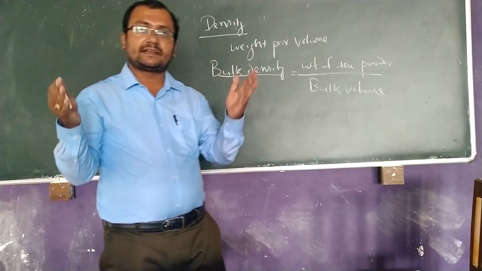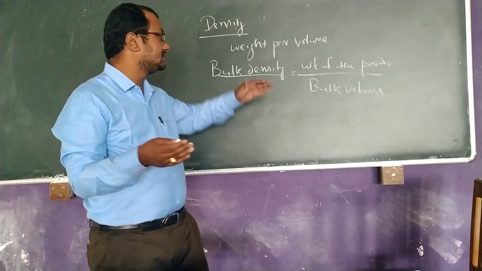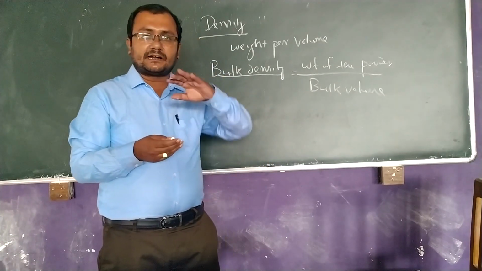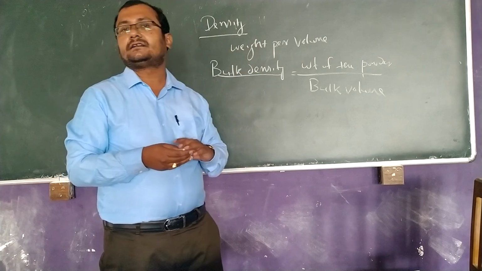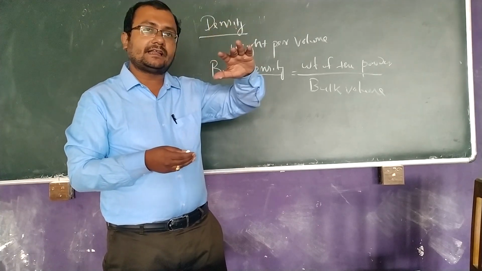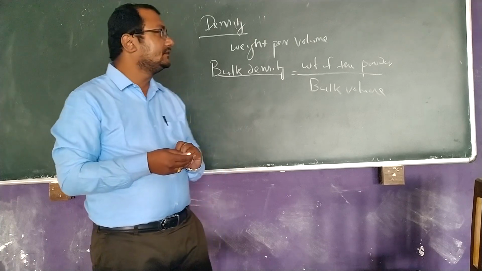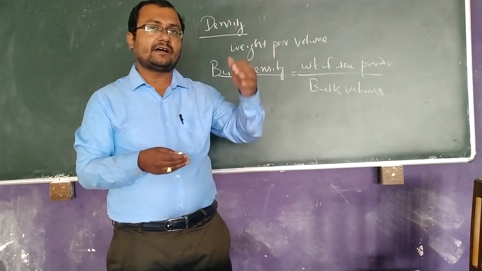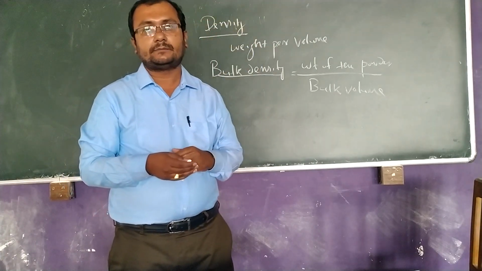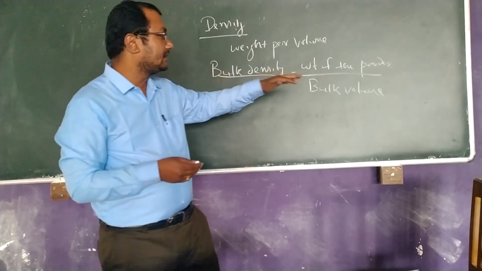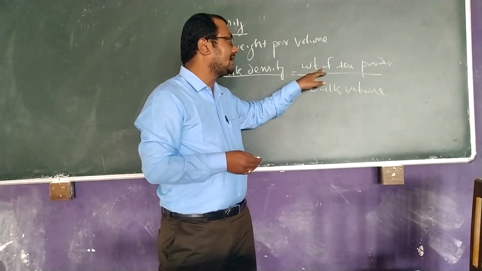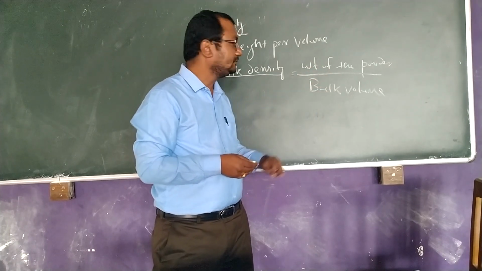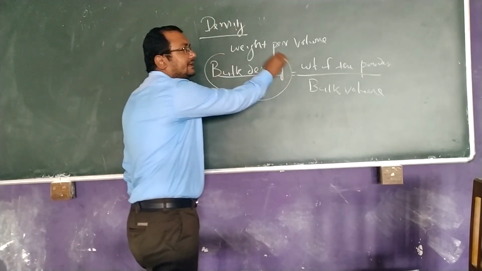There are different techniques to find out this bulk density. Generally for that we take a measuring cylinder, and we fill accurately weighed powder into a 100 ml measuring cylinder. Then, after filling, we have to tap it. Then we find out the volume it occupies in the measuring cylinder. That volume we call the bulk volume. So we take the weight of the powder that we already took, divided by bulk volume, so that we get bulk density.